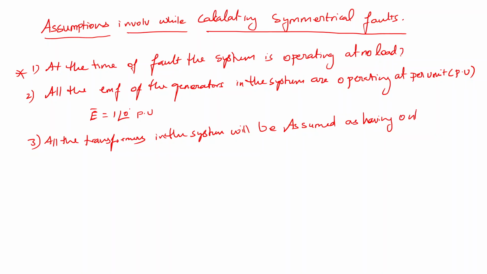Having only leakage reactance. So we are assuming only leakage reactance is there and no other reactances in the transformer, due to leakage of flux not linking with all the turns of each winding.